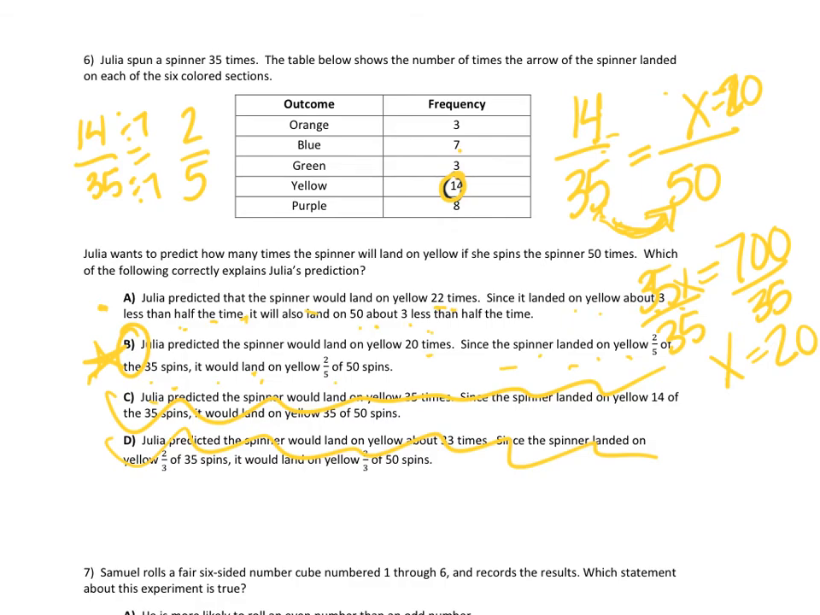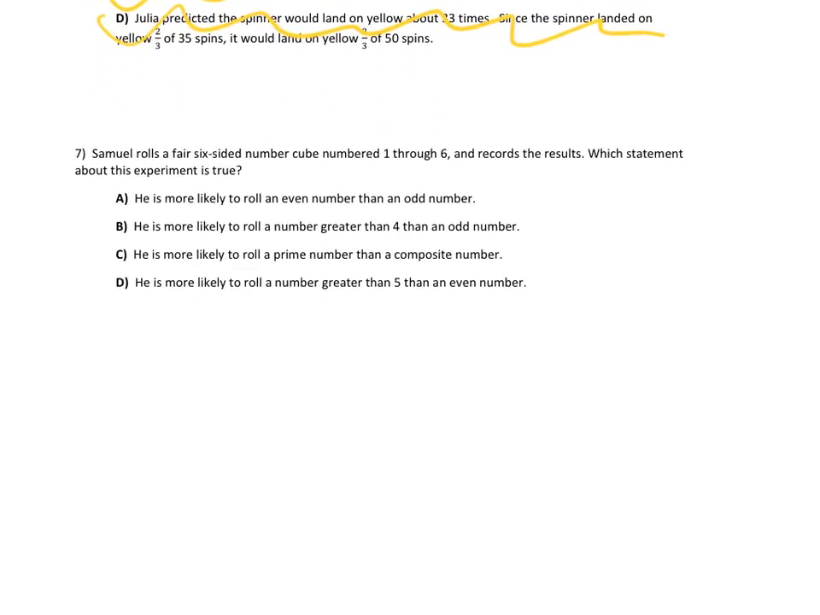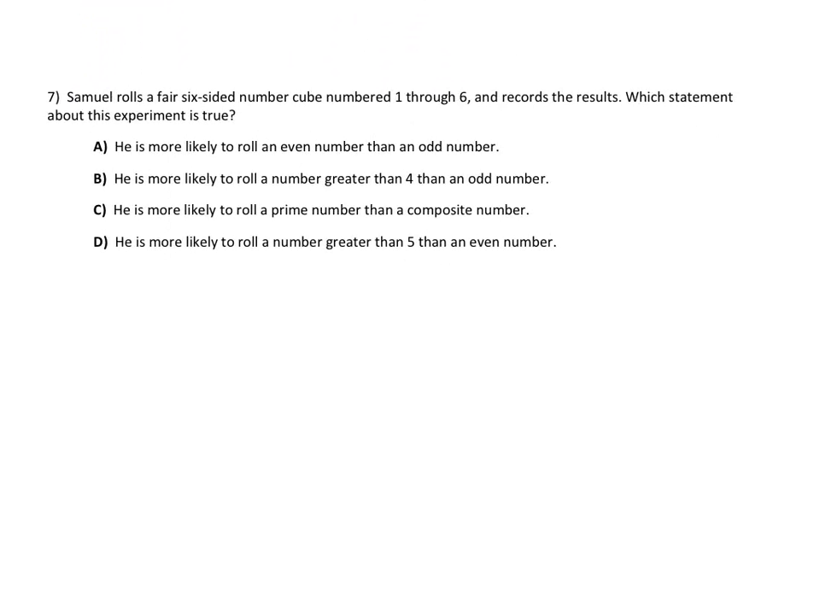Okay. Number 7. Samuel rolls a fair six-sided number cube, numbered 1 through 6, and records the results. Which statement about the experiment is true? He is more likely to roll an even number than an odd number. Okay, what's wrong with that statement? Because there's equal even and odd numbers. Yes, our options are 1, 2, 3, 4, 5, 6. An even number is 3, and an odd number is 3. So that is not true.